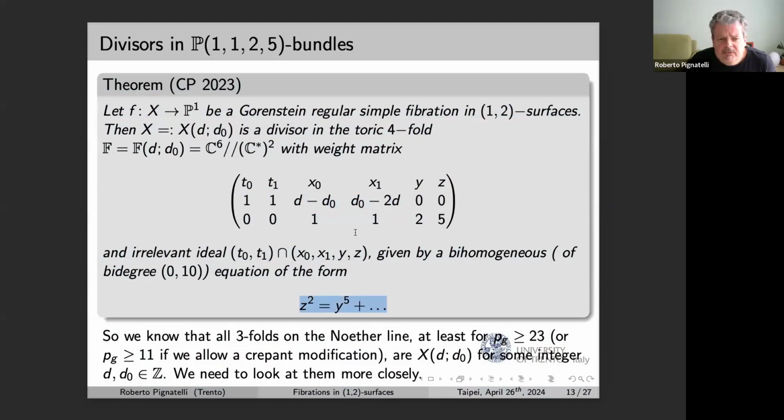The other assumption of being a simple fibration is automatic if you assume only at worst canonical singularities, and canonical relatively ample. So the only thing you need to get a simple fibration in (1,2) surfaces is a divisor of this form with at worst canonical singularities. And then it would be a simple fibration, it would be regular, and it will also be Gorenstein. We're going to see it.